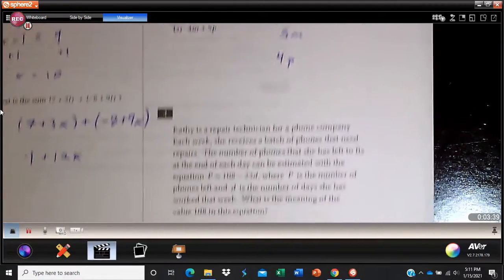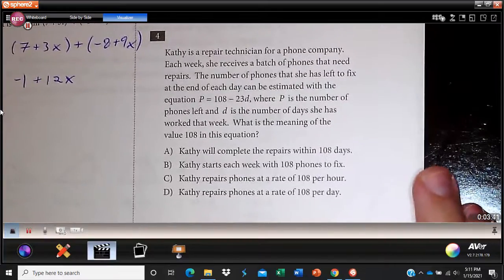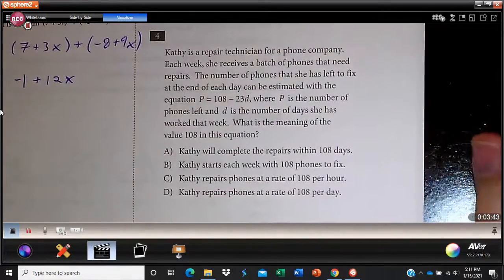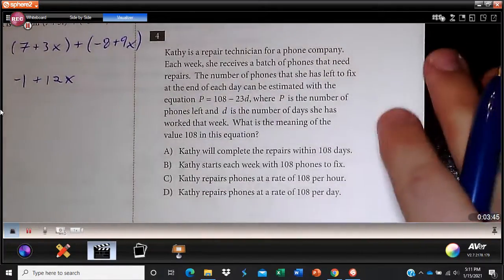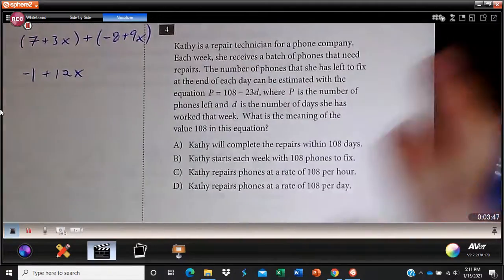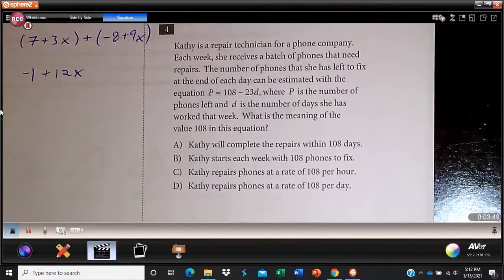So far so good, I would say. But the beginning part of the SAT questions are always the easier parts, so it's going to get harder as we progress. Question 4. Kathy is... skip ahead to the question. What's the question? What is the meaning of the value 108 in this equation?